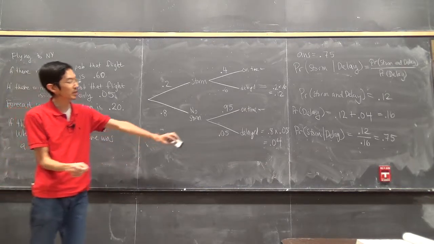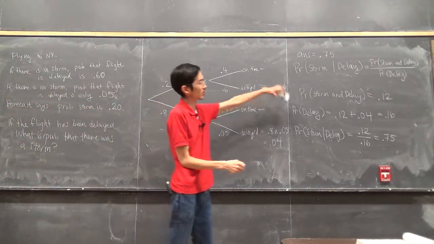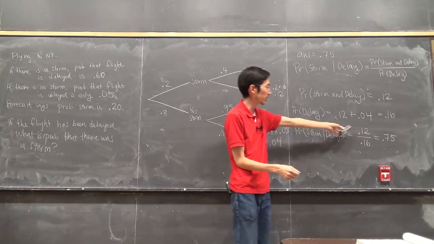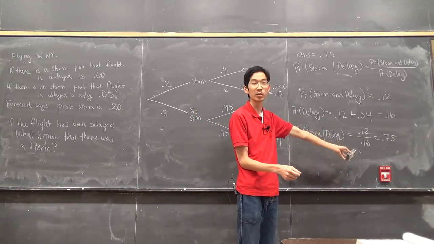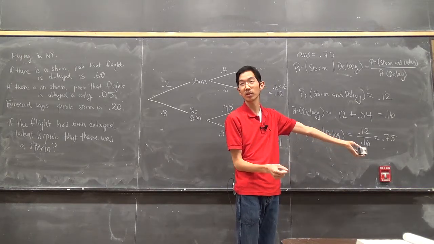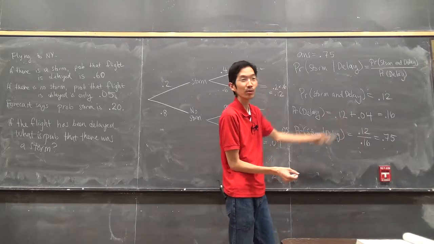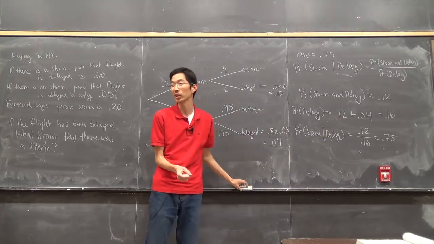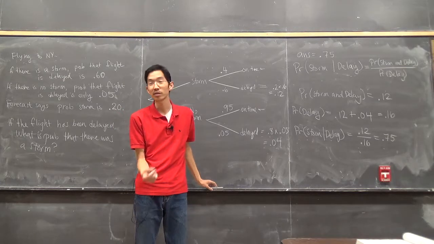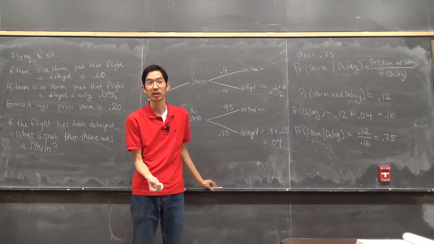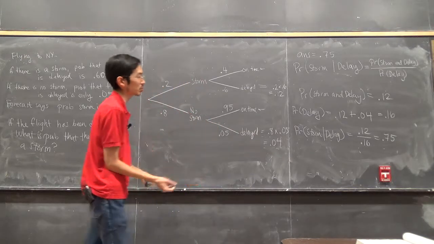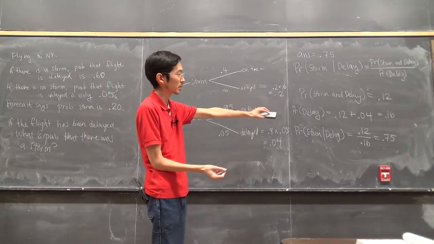A common mistake is that students mix up their numbers and end up doing 0.16 divided by 0.12. What would happen if you did that? You'd get 1.333, a number greater than 1. Anytime you get a probability greater than 1, you know you messed something up, so just check all of your numbers.